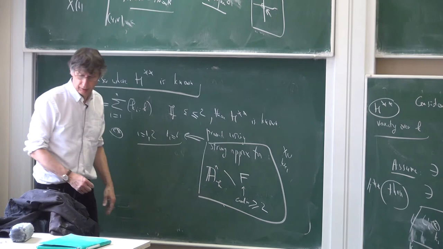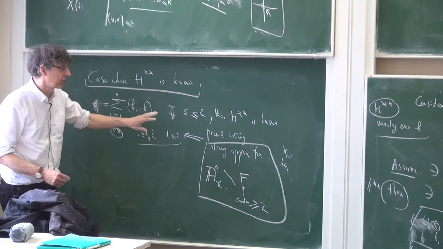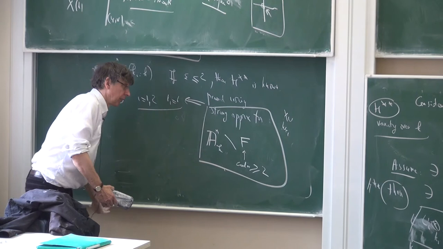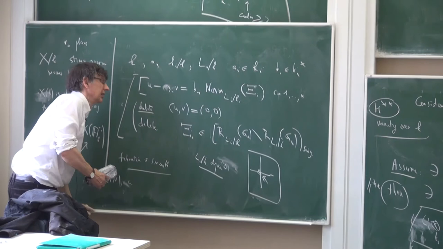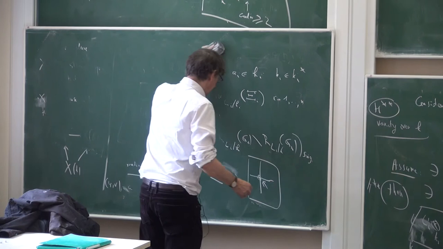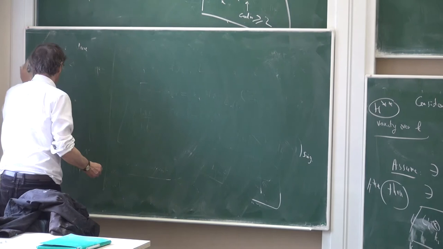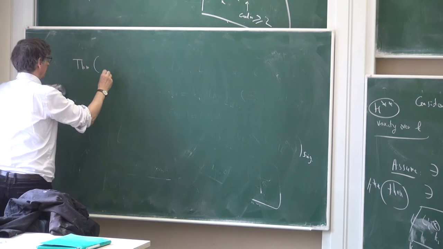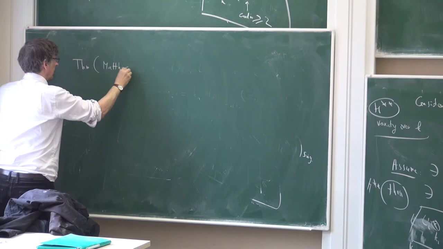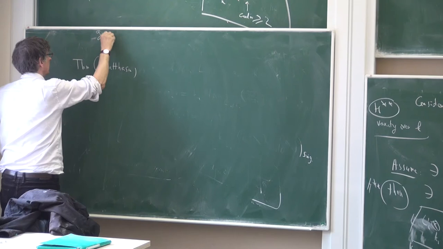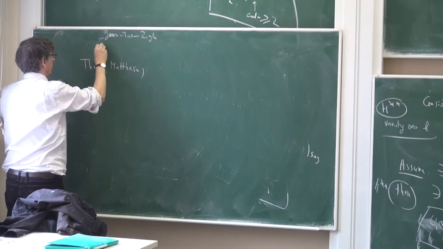Anyway, so the cases i equals 1 and 2 are proved using this. Of course, this is small. Now, but there is a big theorem, which is that conjecture H star star is true in the following case. It's a theorem due to Lillian Matheson, and which uses a work of Green, Tao, Ziegler, and previous work between Browning and Matheson.